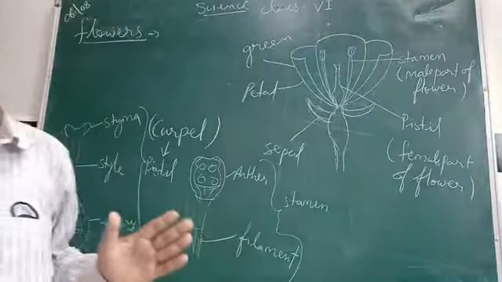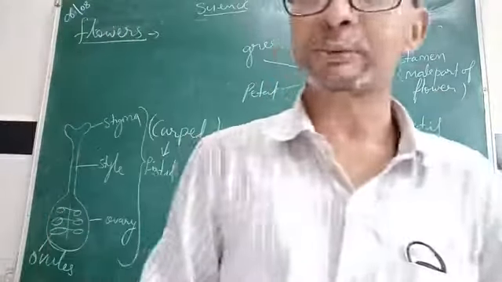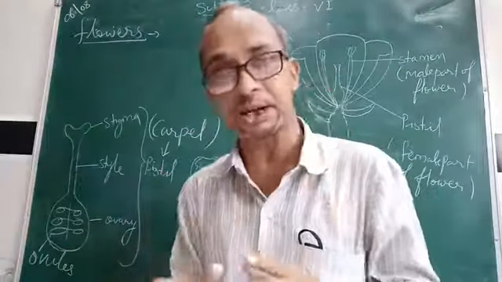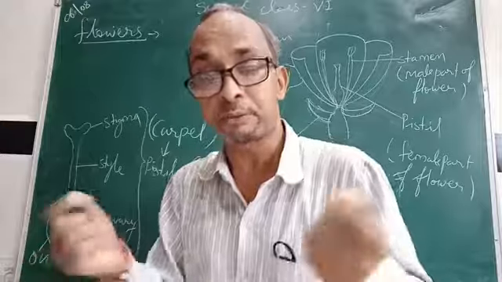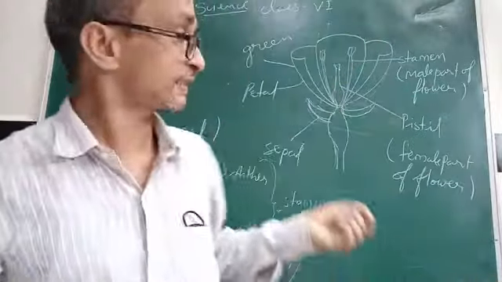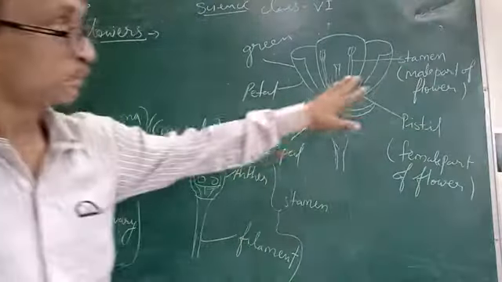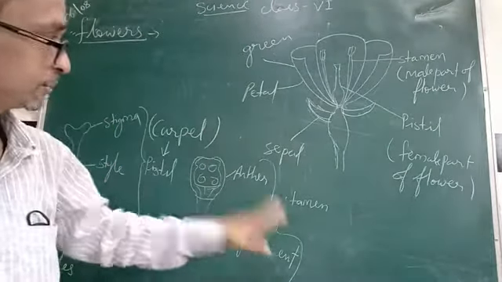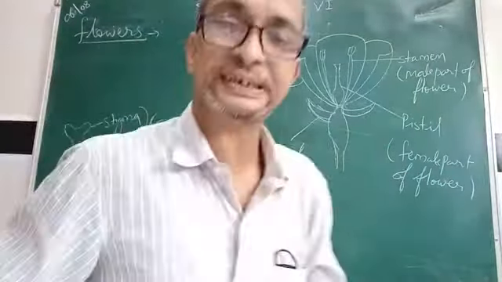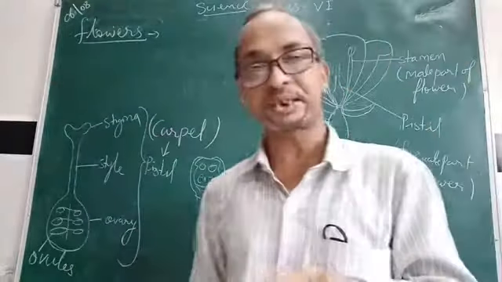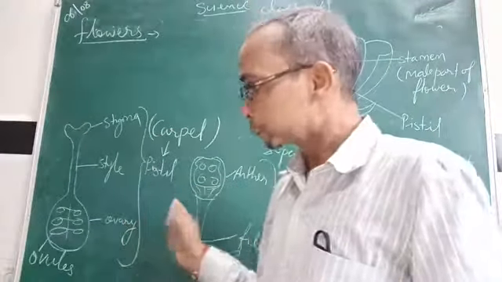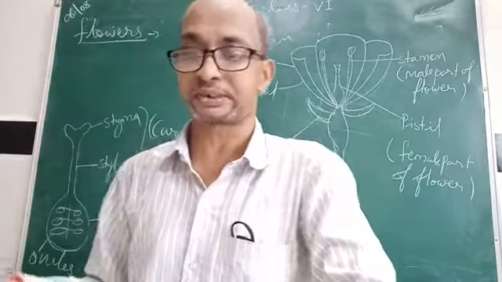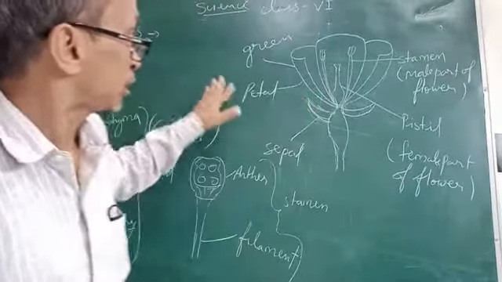In some plants, however, both types of sex organs are in the same flower, otherwise different flowers have different types of sex organs. Means pistil and stamen, both types of sex organs, are in one flower, otherwise these two types, male and female sex organs, are in different flowers. These are the structures of the flowers.